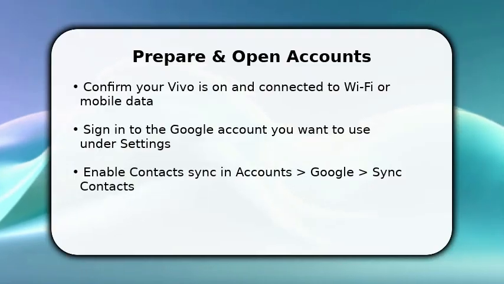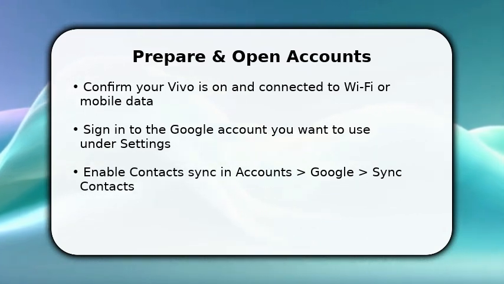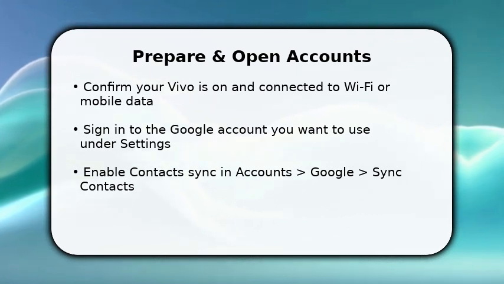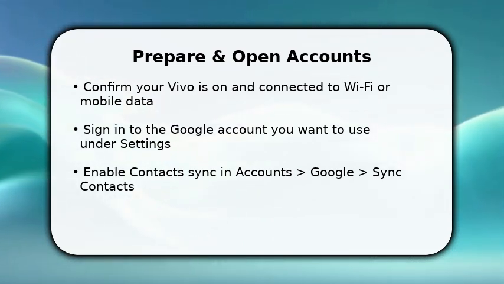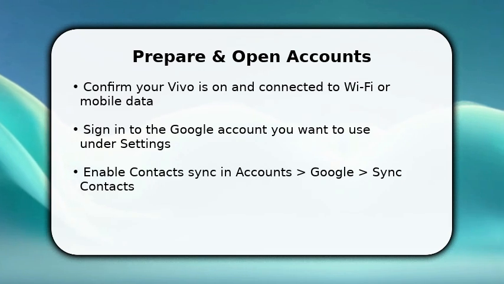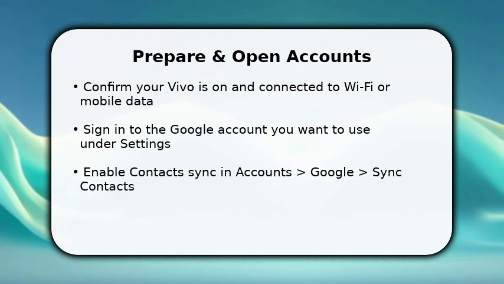You start by confirming essentials. Your Vivo has internet and you know the Google account credentials. Open Settings, tap Accounts, then Google. Sign in if needed. Once signed in, make sure the Contacts Sync toggle is enabled for that account. This prepares your phone so contacts will save to the cloud instead of locally. That way you avoid losing them when you switch devices. Now you're ready to move into exporting or selecting contacts to save to Google.